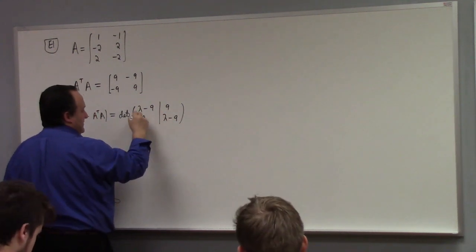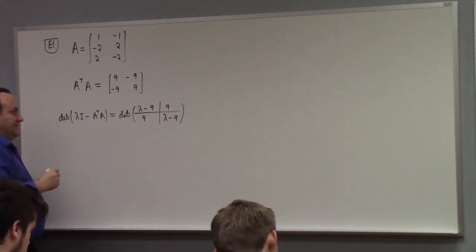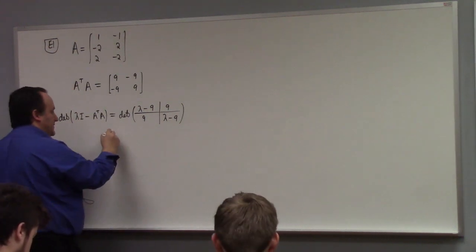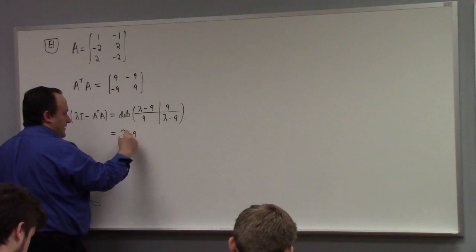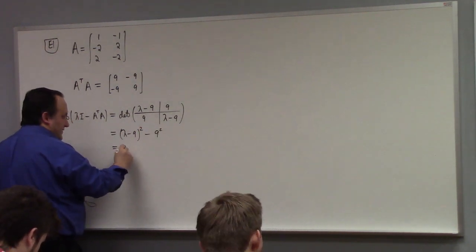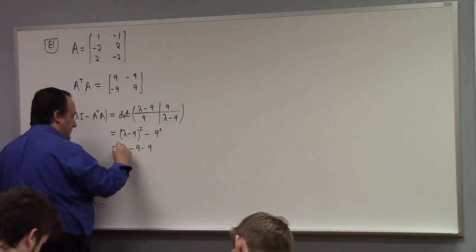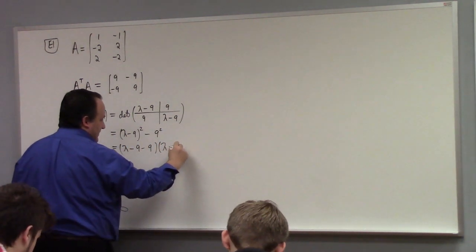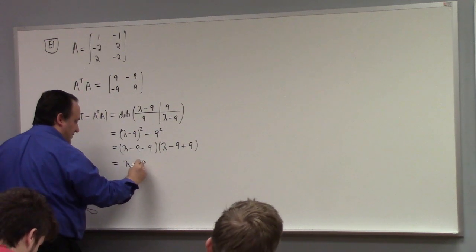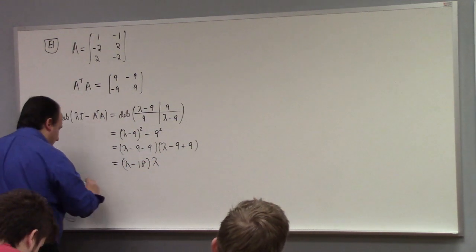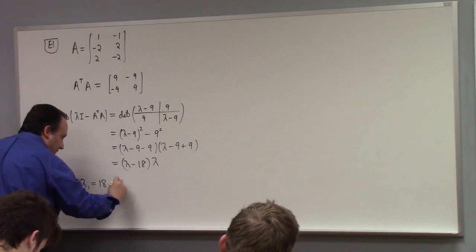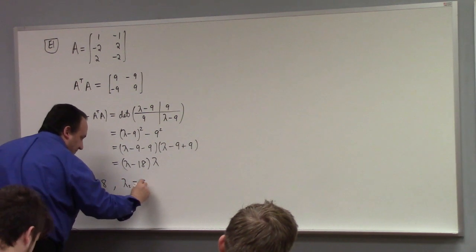I'll put some dividers in. Sometimes I like to put dividers into the matrix just to see it better, you know. Anyway, so that is lambda minus 9 quantity squared minus 9 squared. Difference of squares, so that's lambda minus 9 times lambda minus 9 plus 9, also known as lambda minus 18 times lambda. So apparently the eigenvalues are 18 and then 0.